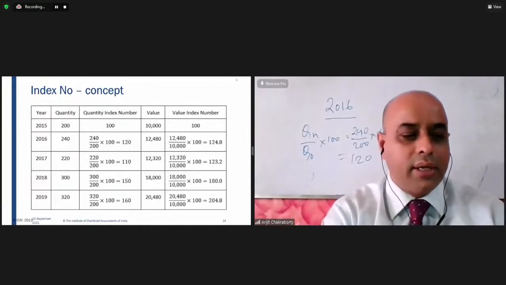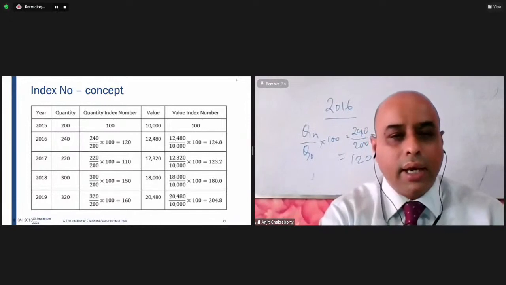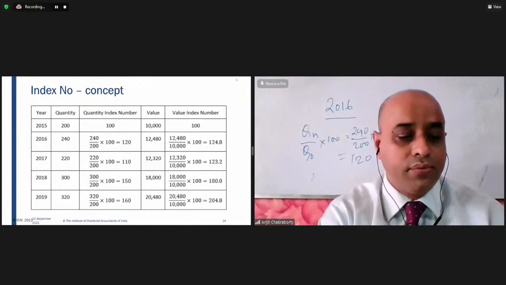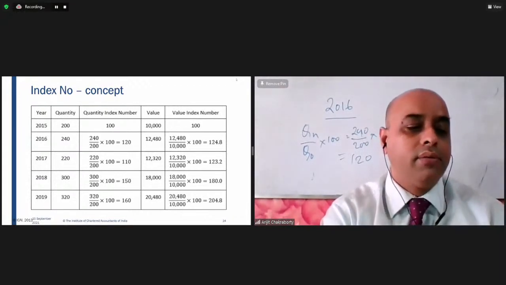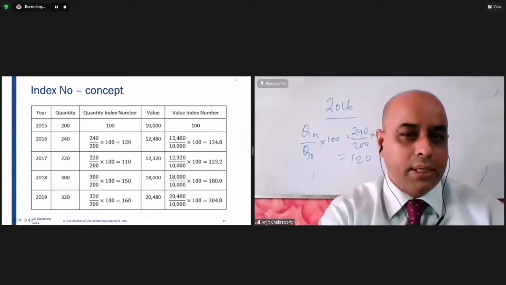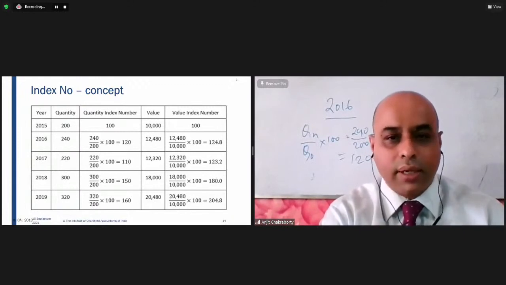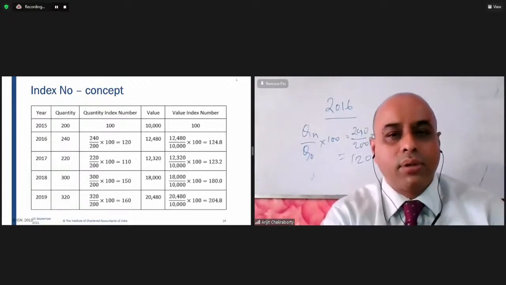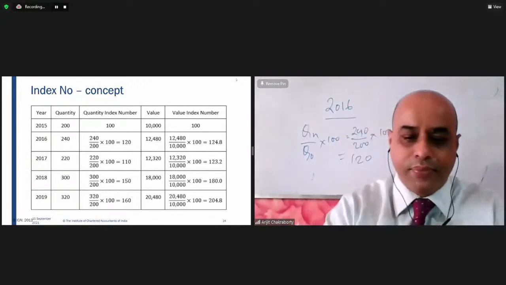Please just try out the calculation for 2018. Here the quantity is 300 and the base year quantity is 200. If you look at the quantity index number, what we are getting is 150. In this way, once we have the quantity, we can get the value and therefore the value index number as well. This way, we are able to get the quantity index number as well as the corresponding value index number.